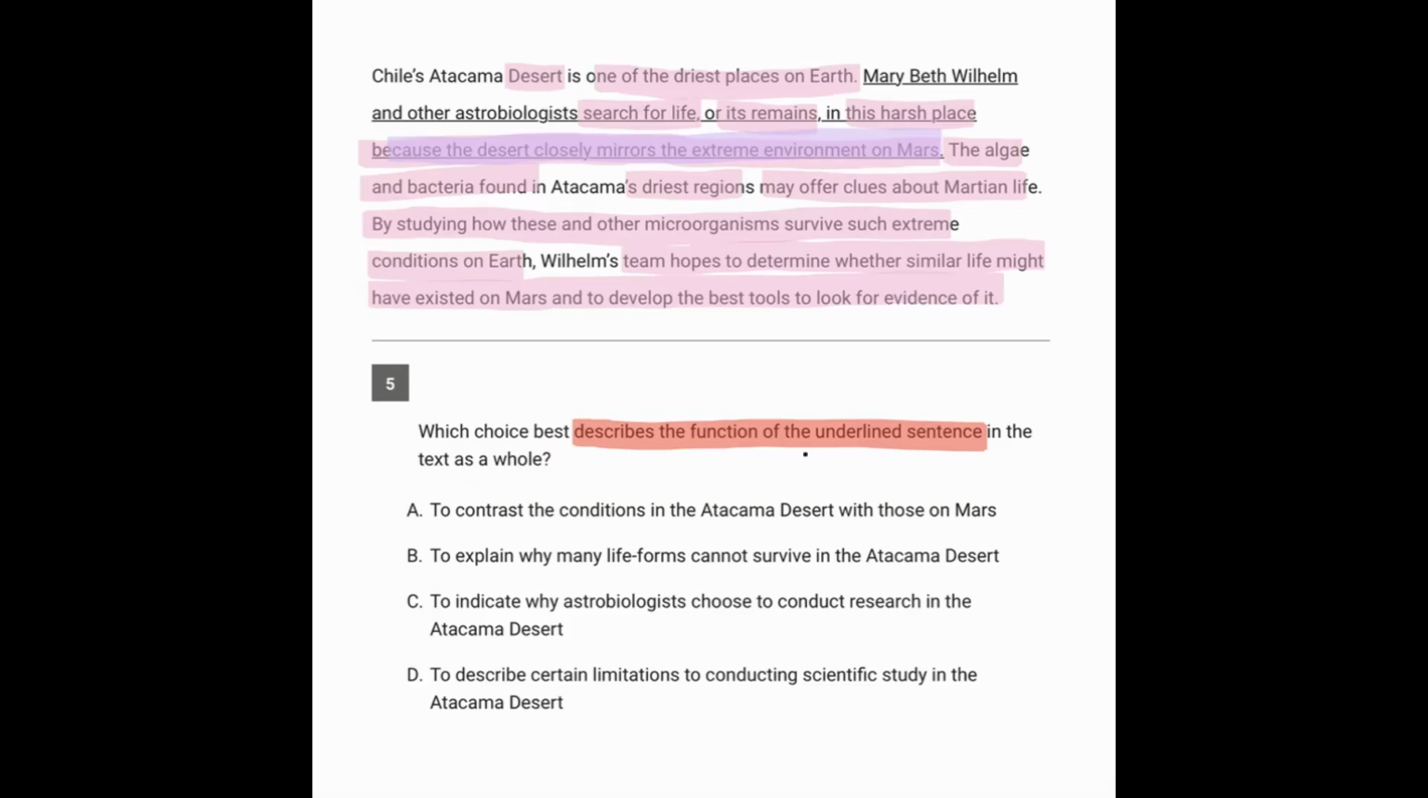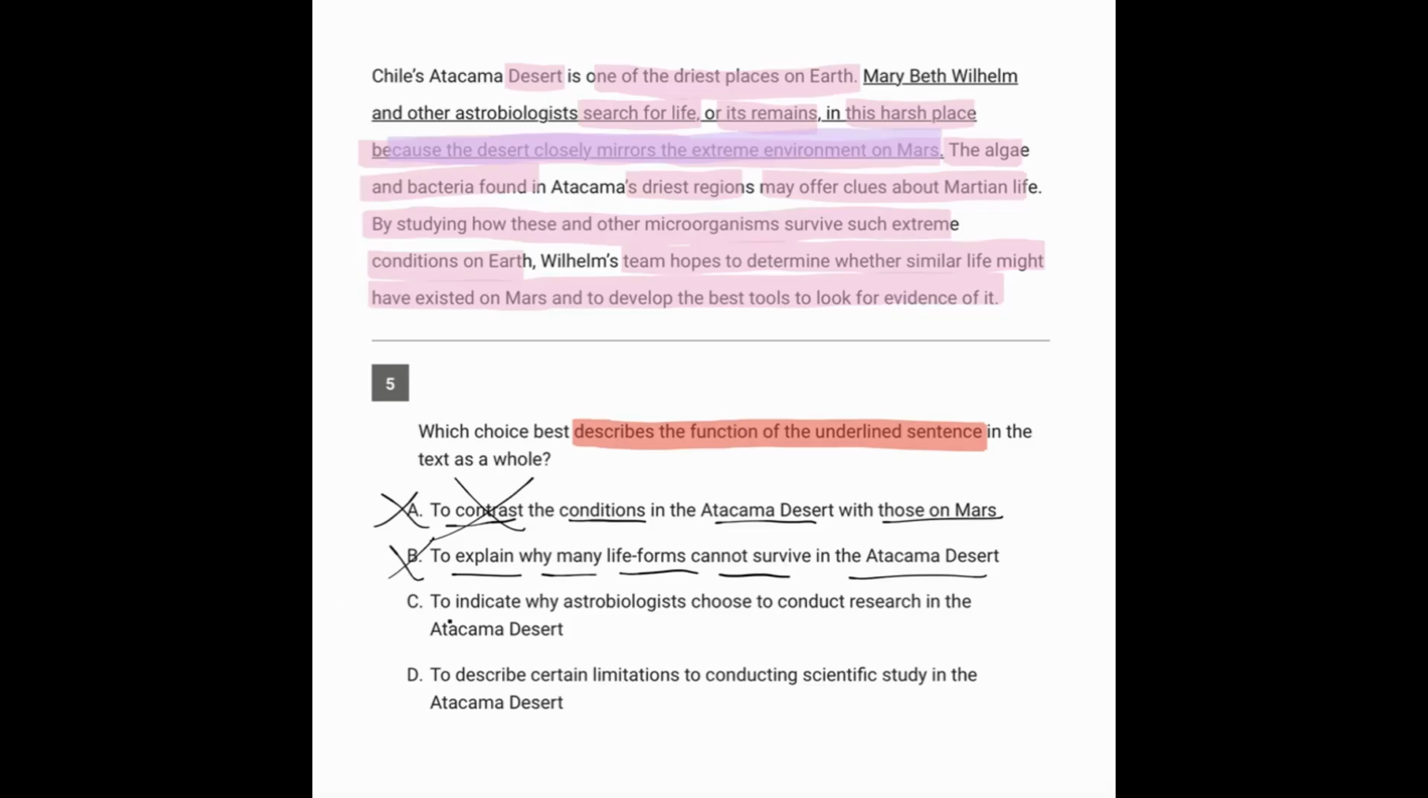A, the underlined portion contrasts the conditions in the desert with those on Mars. Quite the opposite. It's kind of telling us that they're similar. B, the underlined portion is explaining why many life forms can't survive in the desert. Although many life forms probably can't survive in the desert, the underlined portion is telling us that it mirrors Mars, not about how life forms can't survive there.